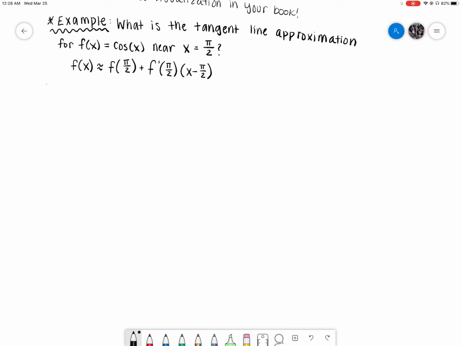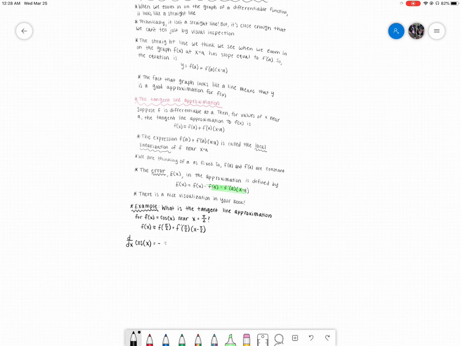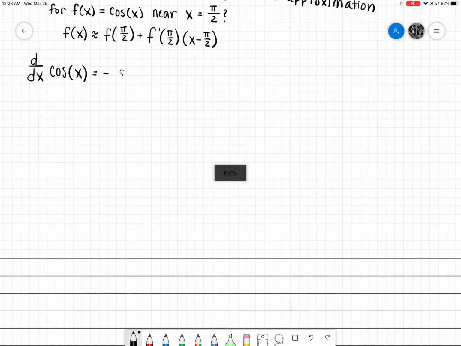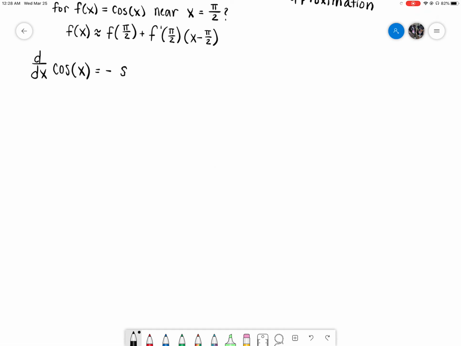Okay, so I'm interested in the derivative of my function. My function is cosine of x, and the derivative of cosine of x is negative sine of x. So now I've got my function, I've got its derivative, I've got x, I can start putting the pieces together.